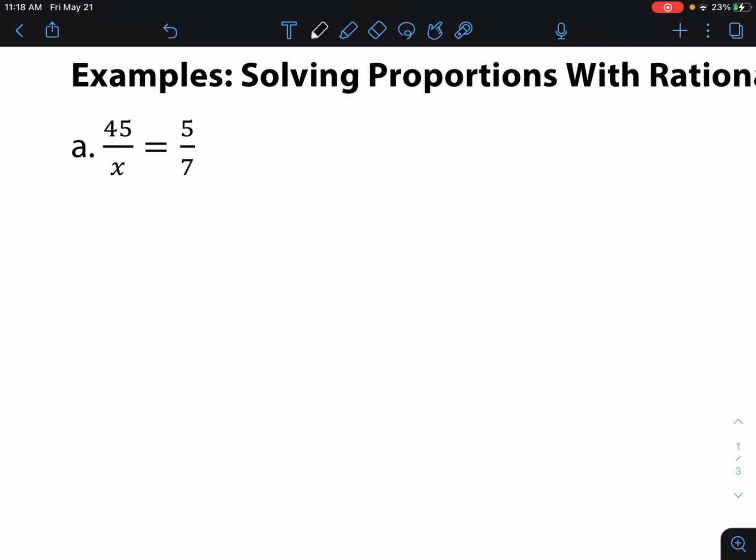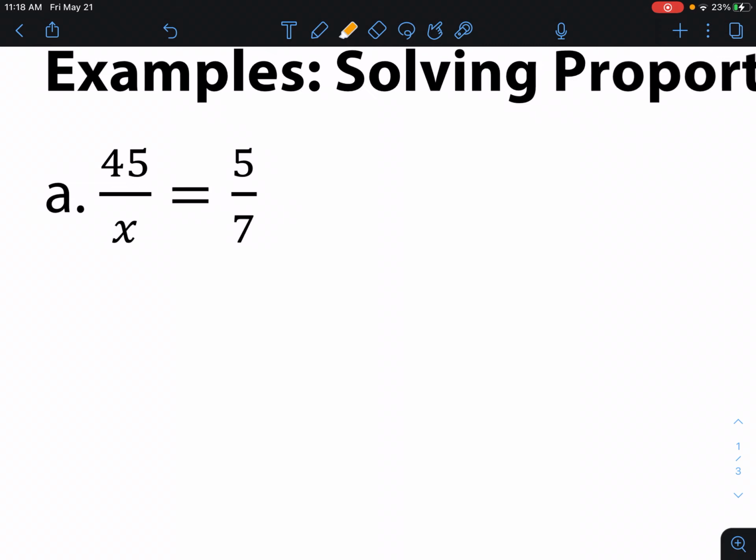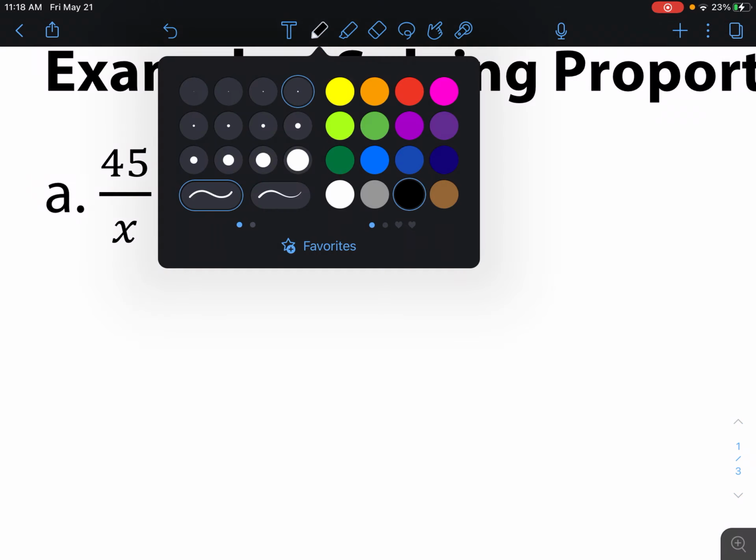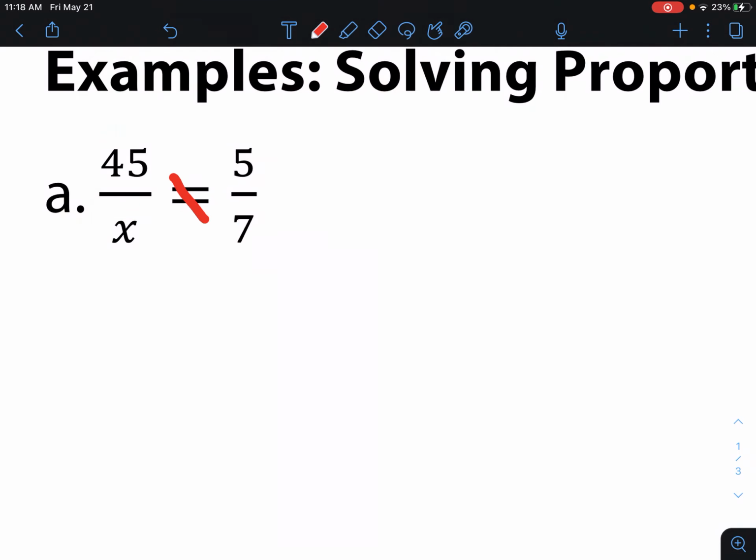And what I mean when I say that is, so for example, normally when we're solving this proportion, what we would do is we would cross multiply, right? So I'm just going to put an x in here that says cross multiply, right? And when we cross multiply, we're going to multiply the x times the 5 to get 5x. Okay, so normally that's how we would start. And then we would multiply the 45 times the 7.